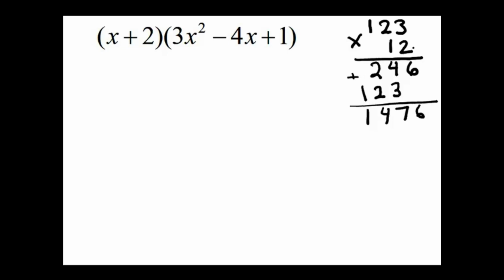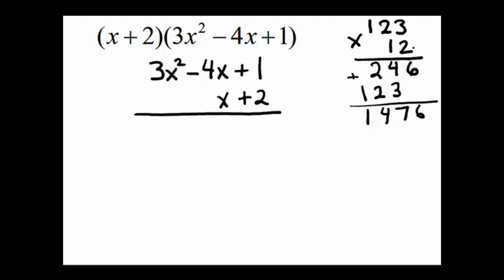It's the same technique for multiplying polynomials. You should write the longest one on top. So we'll write the 3x squared minus 4x plus 1 on top, the shorter one underneath, and then we'll multiply. So we're going to take the 2 times everything on top. So 2 times 1 is 2. 2 times a negative 4x will be negative 8x. 2 times 3x squared will be 6x squared.